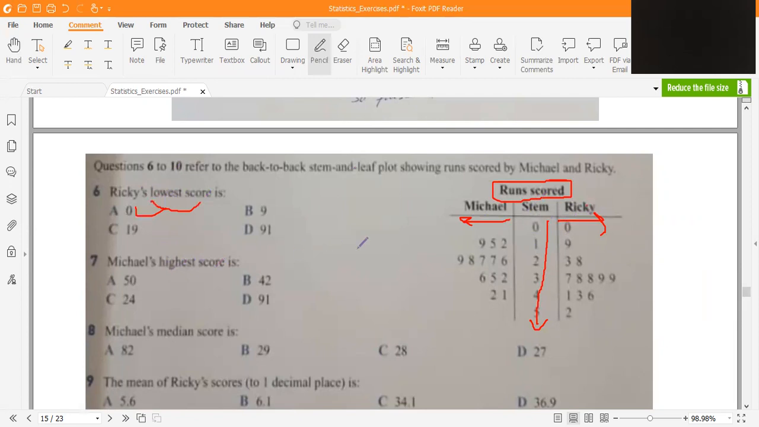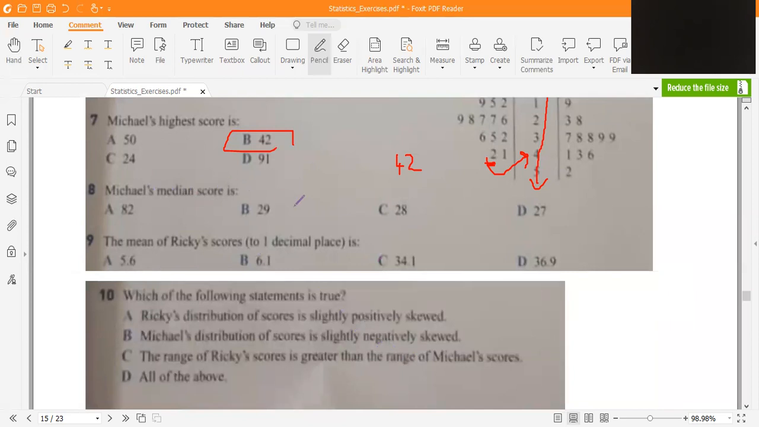Michael's highest score. Normally, the highest score is at the bottom of the plot. So here, this is the last value. The corresponding leaf is 2, with 4 as the stem. So 42. B is the correct answer.